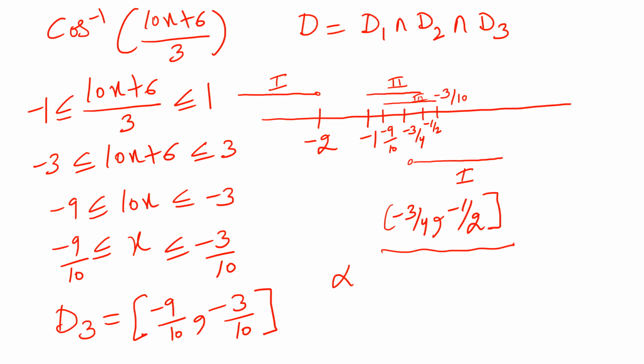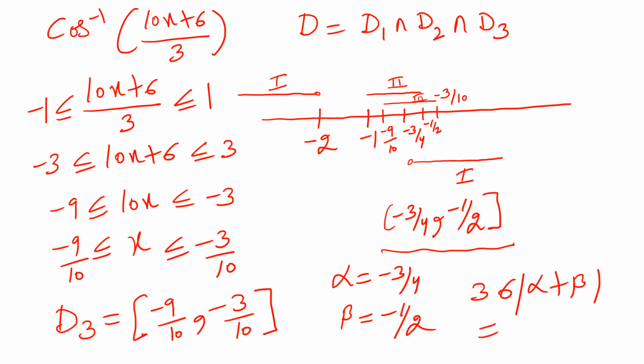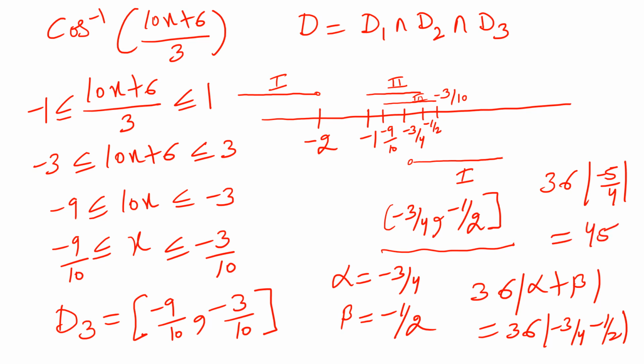So that means alpha is equal to -3/4 and beta is equal to -half. And we have to find 36 into mod of alpha plus beta. So this is how much? 36 into mod of -3/4 -half. So this becomes 36 into mod of -5/4. And finally, this is 45. Right? So students, option B is the correct one.